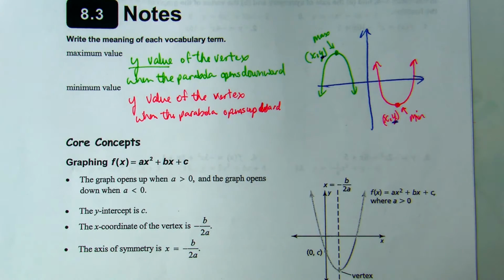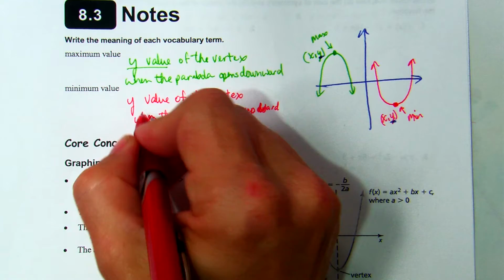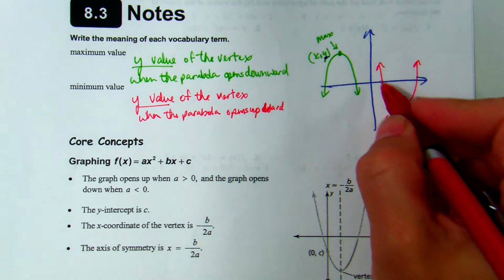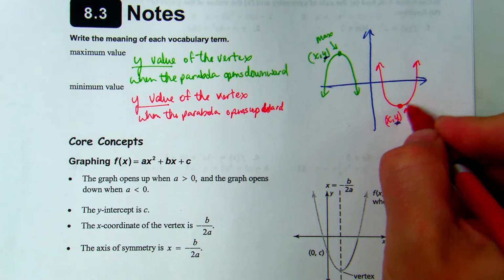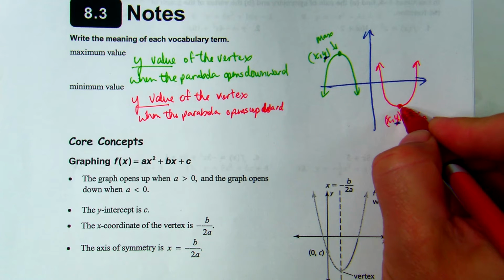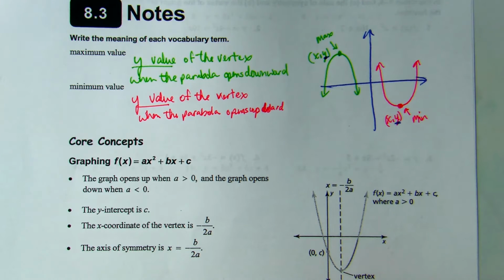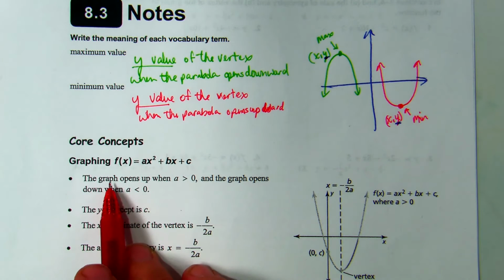The minimum value, again talking about the y value, is going to be whenever the parabola opens upward, because obviously the vertex is at the lowest point of the graph of the function. We get into a little more description and recognition of how we can recognize if it opens upward or downward in the next part here in core concepts.